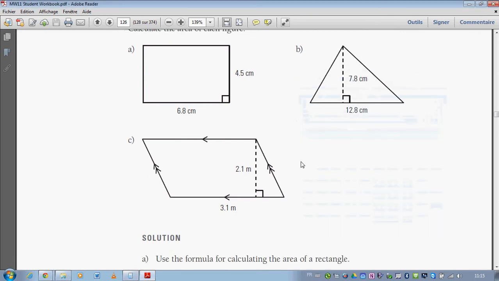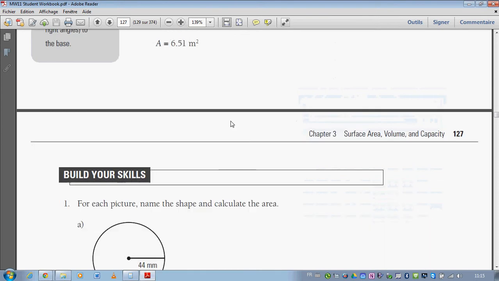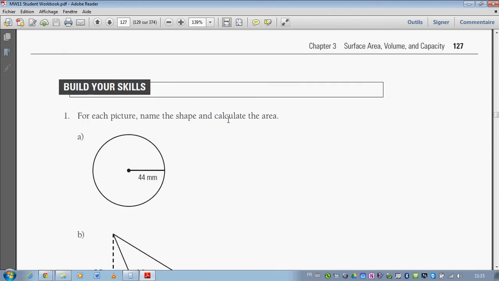Okay, so that's kind of what your workbook shows you. At this point, you can pause the video and get to work on the questions on page 127. So the Build Your Skills questions that start up on page 127.